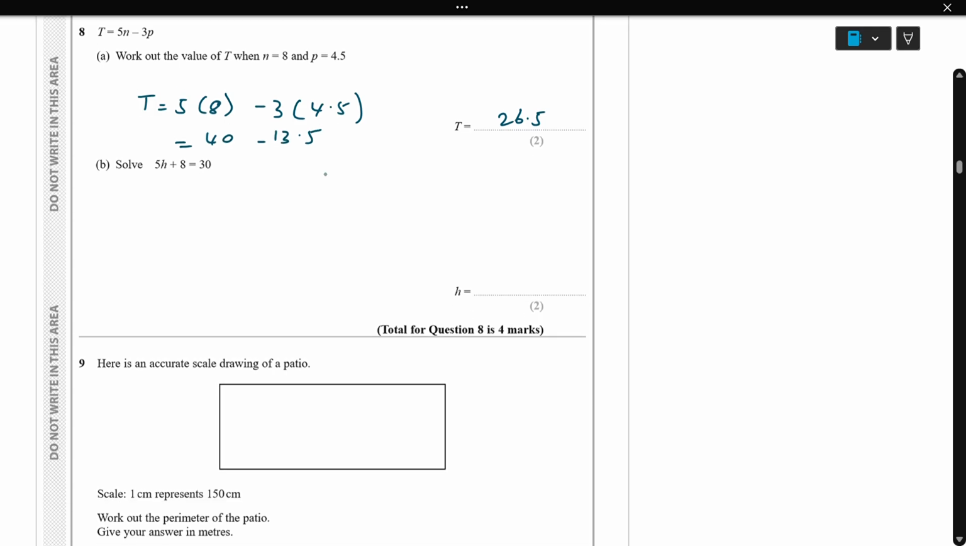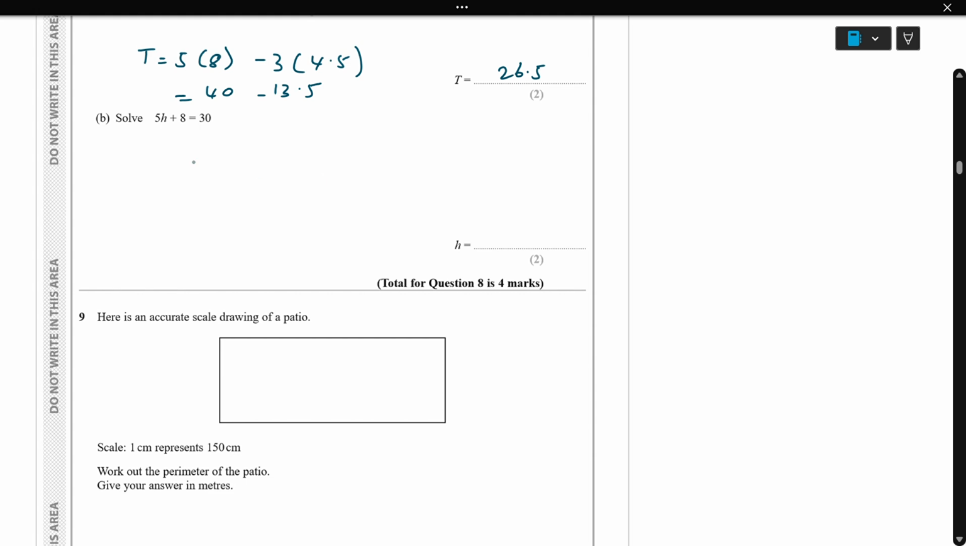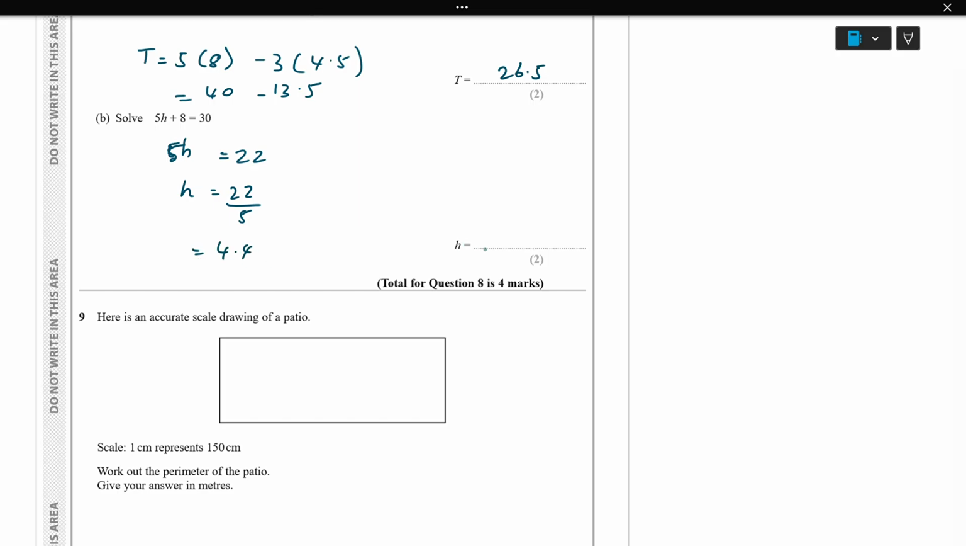So 26.5 we will get. Next question, solve 5h plus 8. So first take away 8 from both sides. So 5h equal to, we will get 22. Then divide by 5 on both sides. So 22 over 5. So the answer is 4.4. So 4.4 is the answer here.